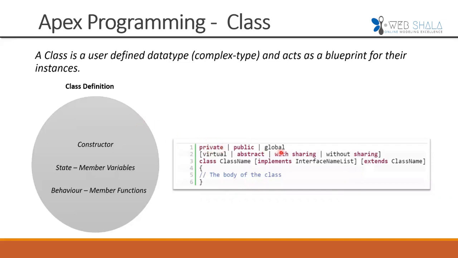Now the class can be of type private, public, and global. And I told you this before also. So what is a private class? A private class is one which is accessible only within that particular class. Okay. A public class is one where I can use this class outside my class as well.